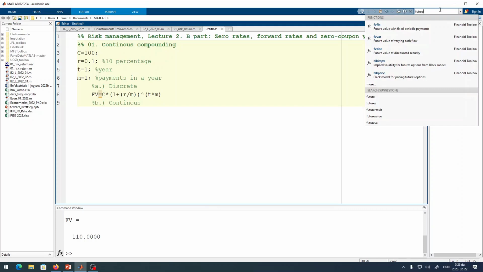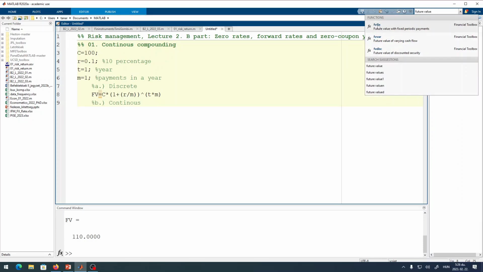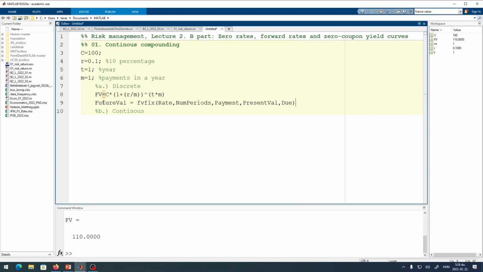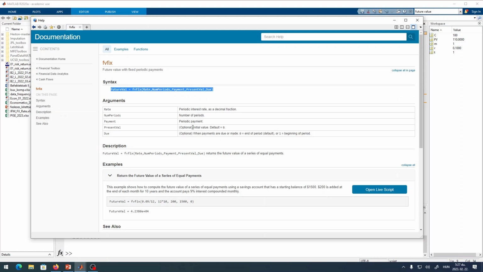and of course we can have a function for that in Matlab, so if someone doesn't want to remember this really difficult equation: rate is r, number of periods is m, payment is c, present value initial is 0, and payments are due at the end of the period.